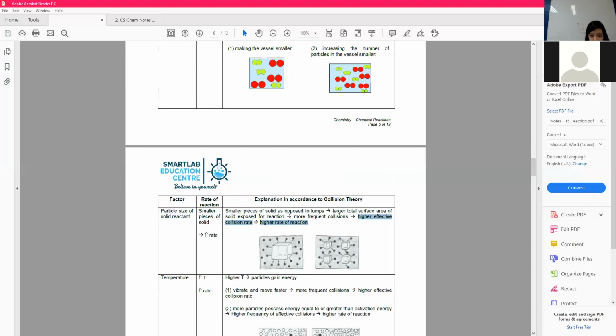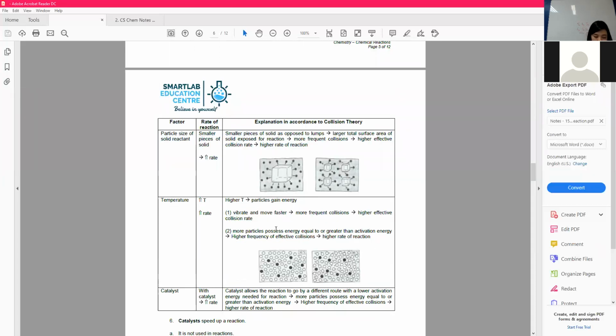So a larger total surface area means more frequent collisions, again a higher effective collision rate, and therefore a higher rate of reaction. Another factor is temperature. Temperature will affect solid, liquid and gas. If you have a higher temperature, it will affect two things. You must make sure your pointer 1 and pointer 2 are both there.